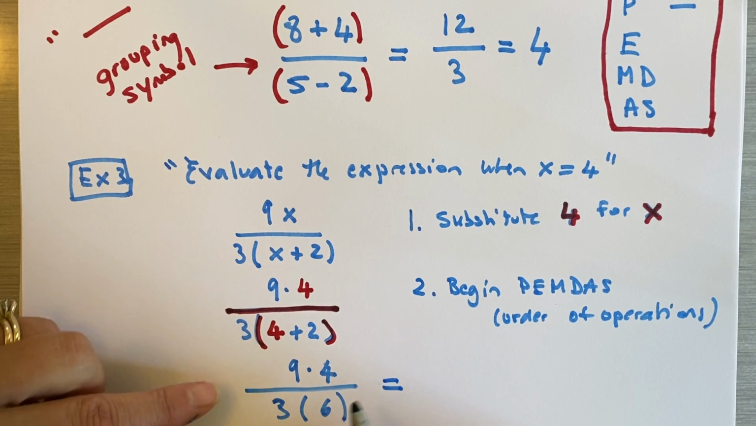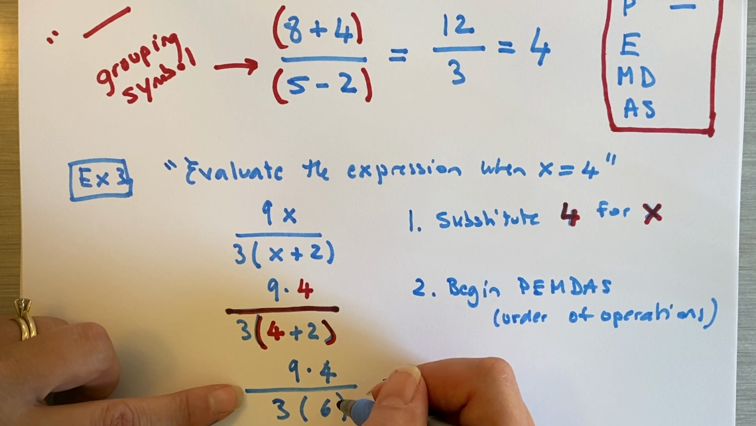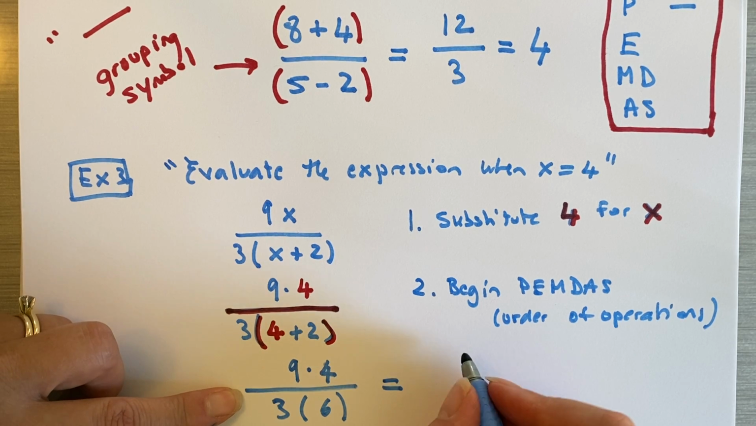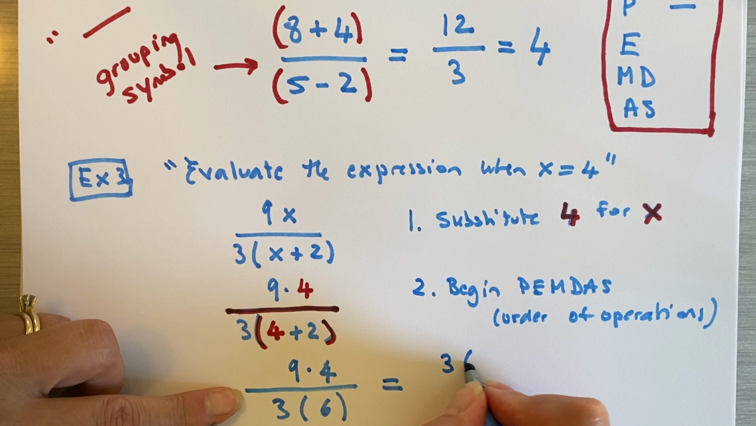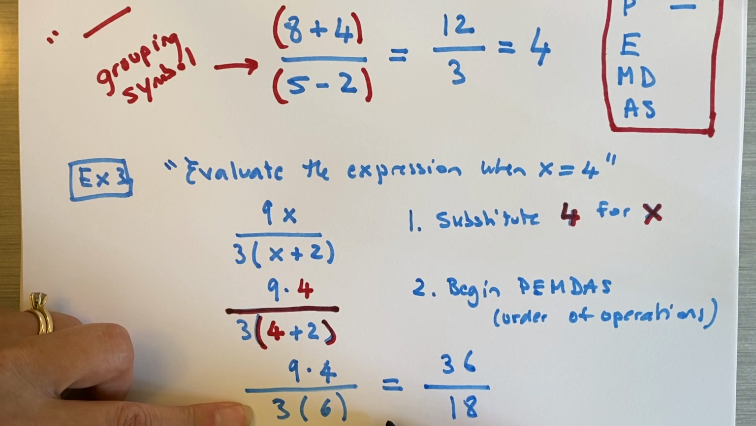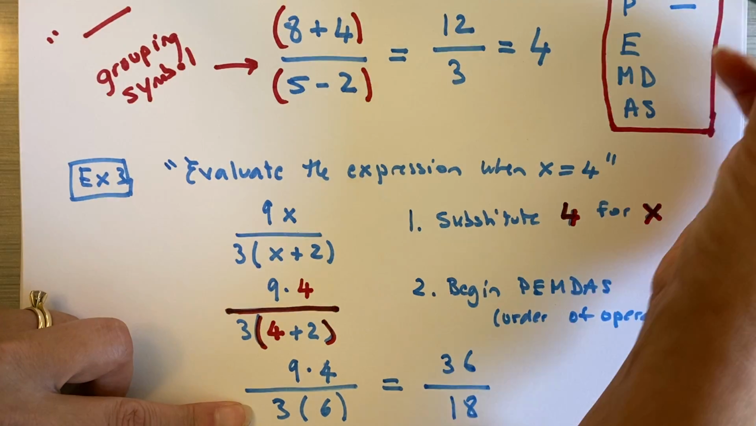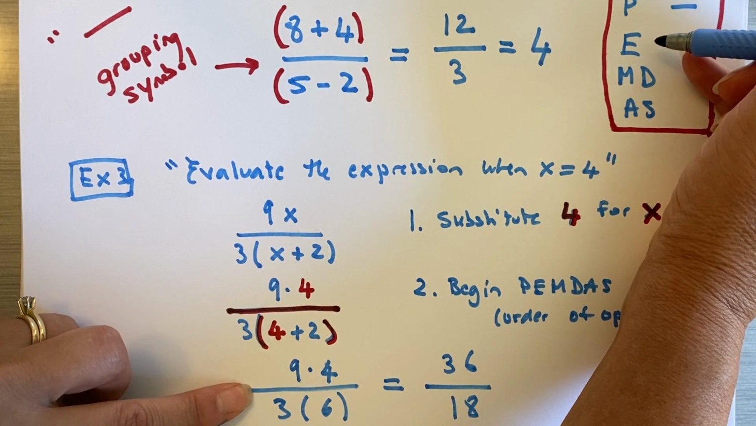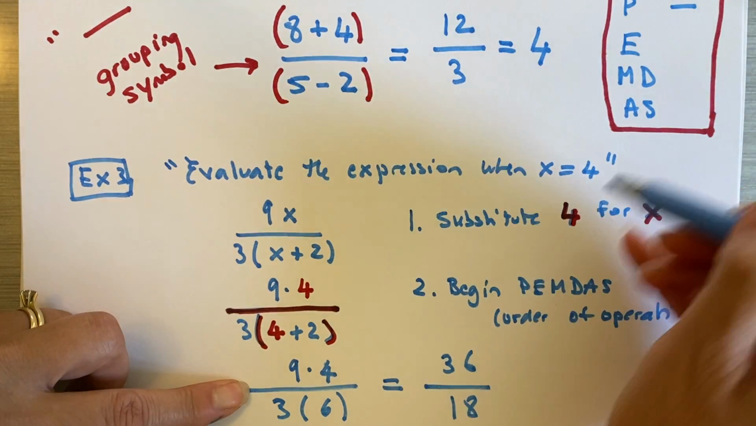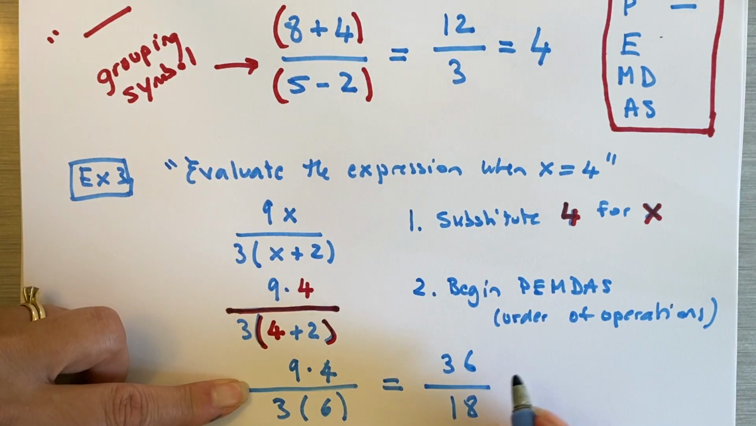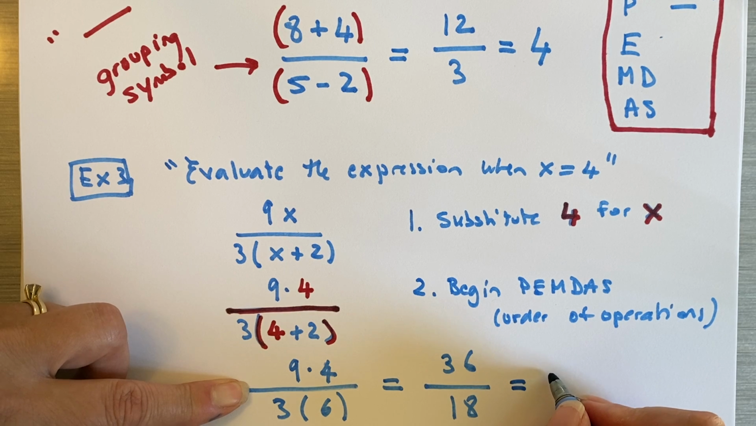Well, now I'm left with 9 times 4 divided by 3 times 6, right? But I've got this division bar as a grouping symbol, which means I need to calculate what's on the top first, bottom second. 9 times 4 is 36, 3 times 6 is 18, before I do my division. So I've done a lot of grouping symbols. I did this one, then I've done the division bar, which is my other grouping symbol, and now I can finally come all the way down, there's no exponents, to multiplication and division, and 36 divided by 18 gives me a 2.